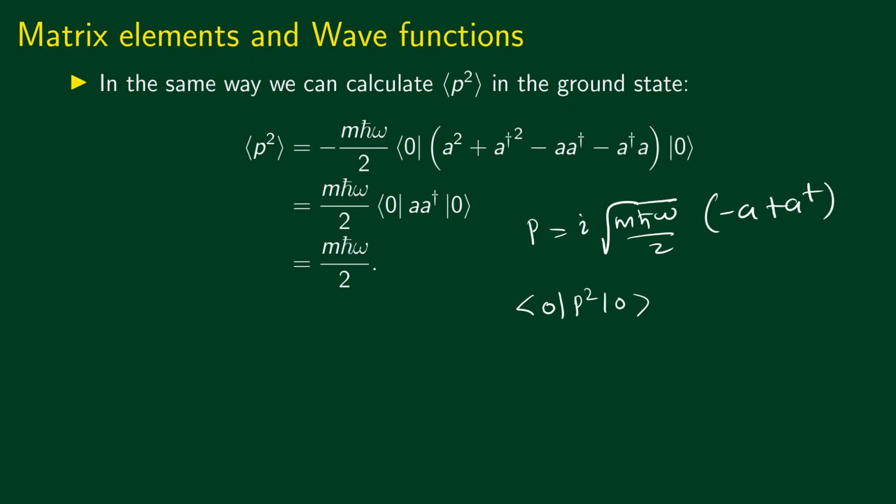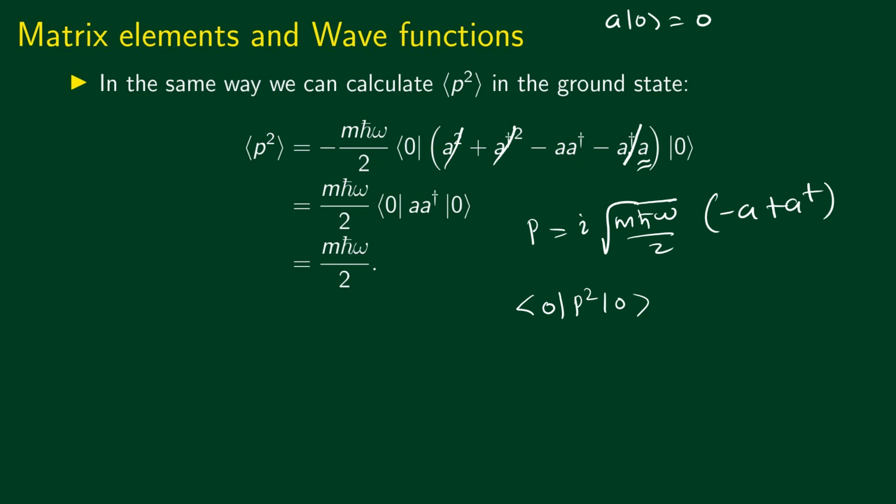Alright, now again the contribution from this term is going to be 0 because a acting on ket 0 is 0. The contribution from this term is also going to be 0 because a dagger square will take this to a state ket 2. Okay, and bra 0 ket 2 is 0 by orthogonality. So this is also 0. Similarly, this contribution is also 0. Similarly, the contribution from this term is also 0 because there's an a acting on ket 0, which is 0. Alright, this was the definition for the ground state.